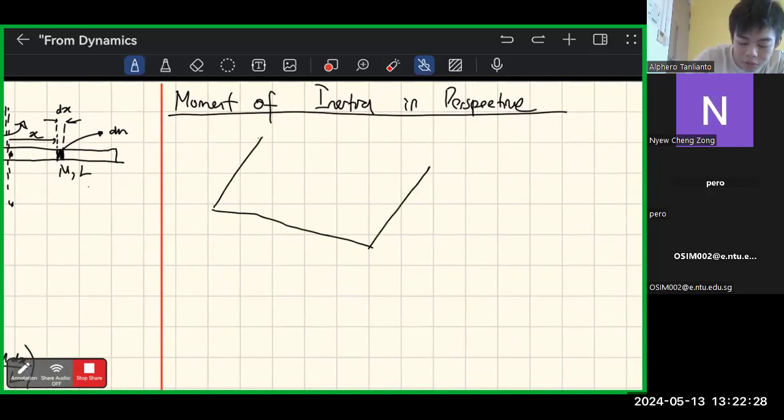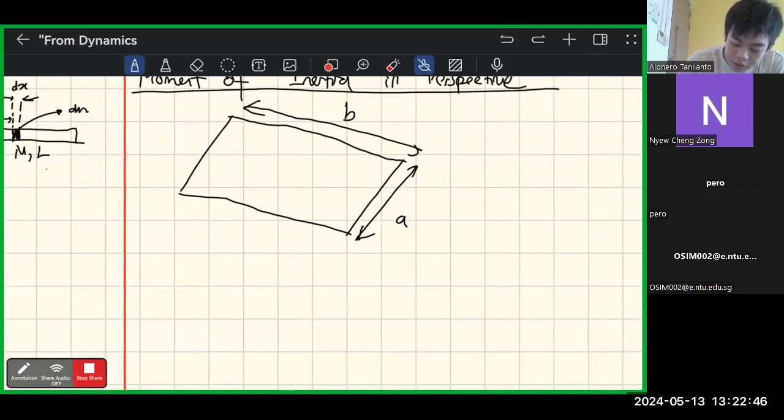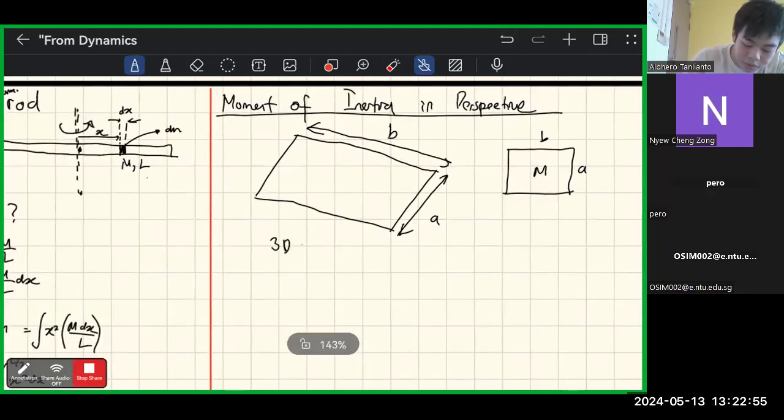This is a rectangular mass, and one of the sides has the length of A and the other side has the length of B. This is actually like a pure rectangle. So if we see the actual form of this, this is A, this is B, and it has the mass M. But let's just say these are 3D views.